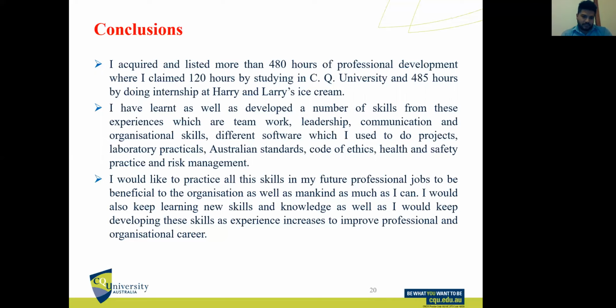Everything I have learned, in future I would like to practice all these skills in my professional jobs to be beneficial to the organization as well as mankind as much as I can. I would also keep learning new skills and knowledge, as well as keep developing these skills as experience increases, to improve my professional and organizational career.